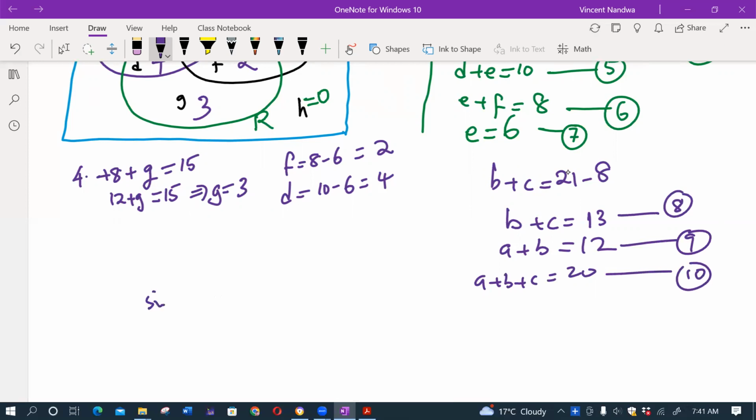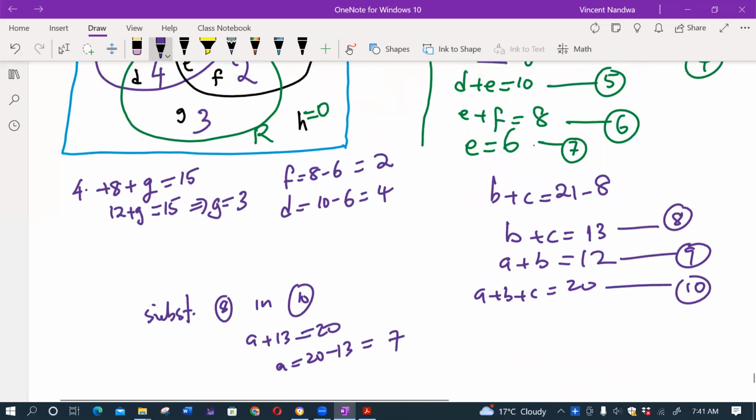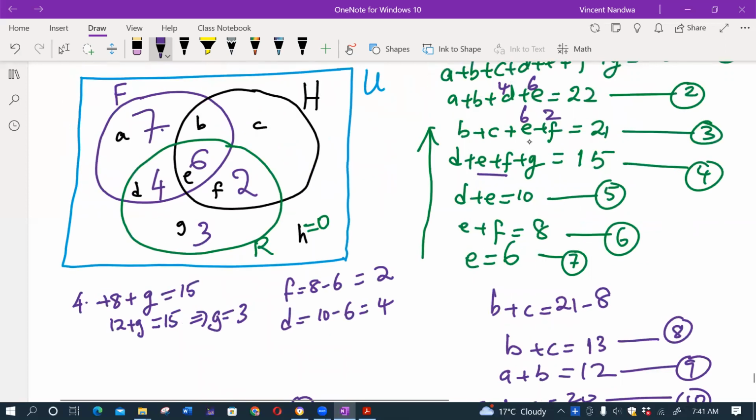So substitute 8 in 10. Where there's B plus C, you put 13. So A plus 13 equals 20, so A will be 20 minus 13, which is 7. So where there's A, I put 7 here.